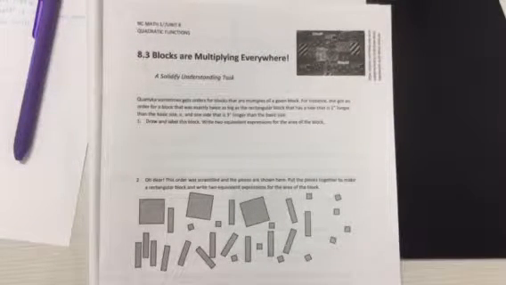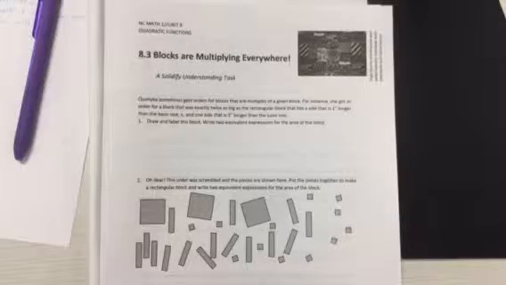Quanika sometimes gets orders for blocks that are multiples of a given block. For instance, she got an order for a block that was exactly twice as big as the rectangular block that has a side that is 1 inch longer than the basic size X and one side that is 3 inches longer than the basic size. Number 1, draw and label this block. Write 2 equivalent expressions for the area of the block. Pause the video, set the timer for 5 minutes, try to draw the block, and then play the video once most people are finished, and we'll go over this one together.